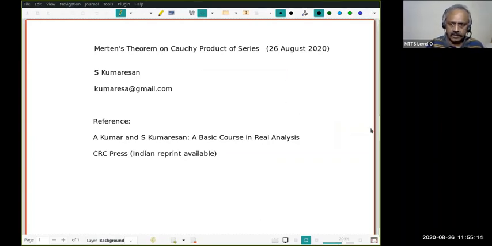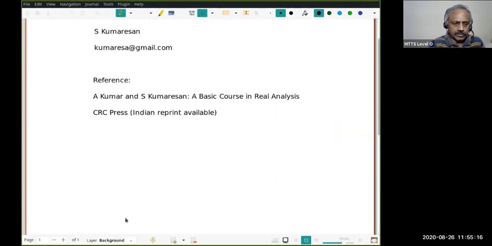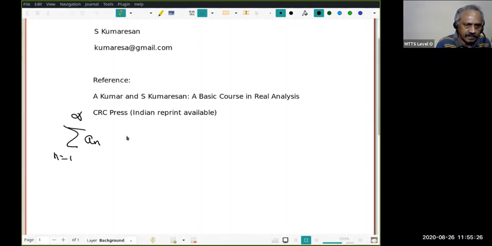Okay, so what do we assume? I am assuming that all of you know what is meant by an infinite series, let us say the sum from n equal to 1 to infinity. I will simply write it only as a_n. Okay, it is understood here.